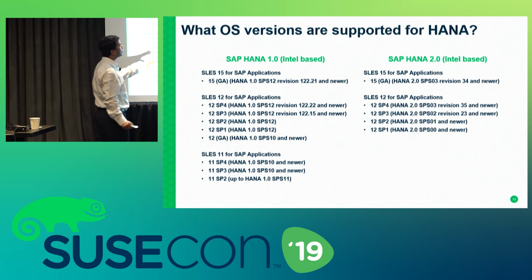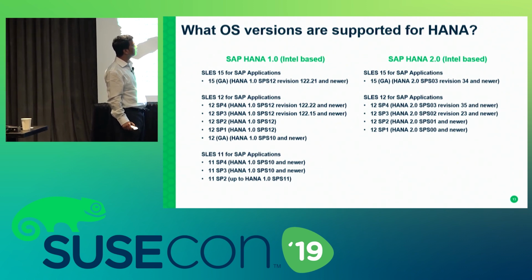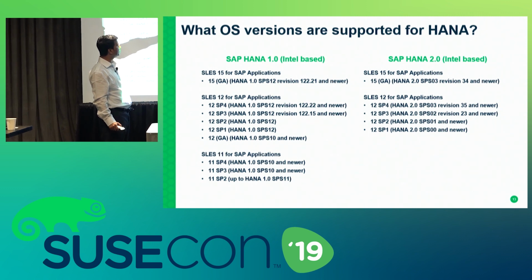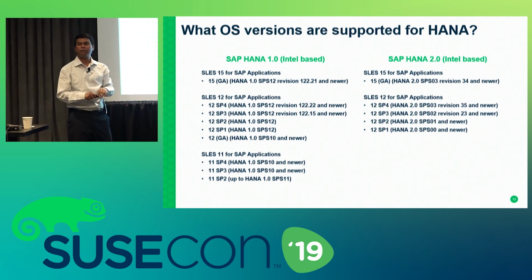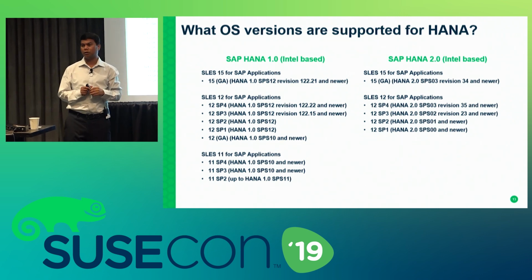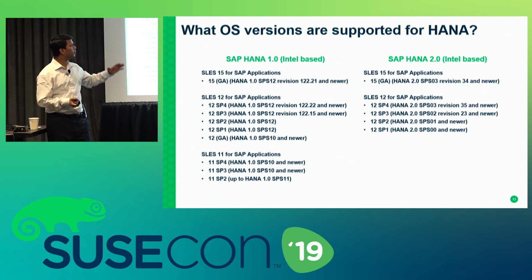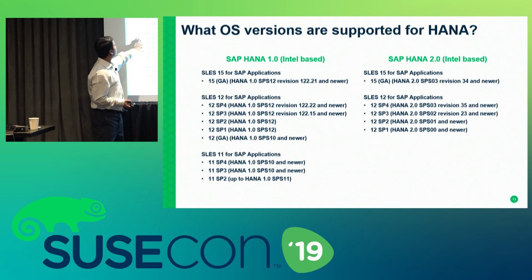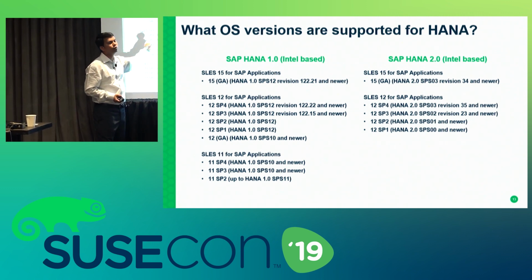So let's take an example for SLES 15. If you're talking about HANA 2, which is an Intel-based environment here, then you can only run HANA 2 SPS 03 revision 34 and newer on SLES 15. Most customers, if they have, for example, HANA 1 running, can run HANA 1 if they are running HANA 1 SPS 12 revision 122 and newer.